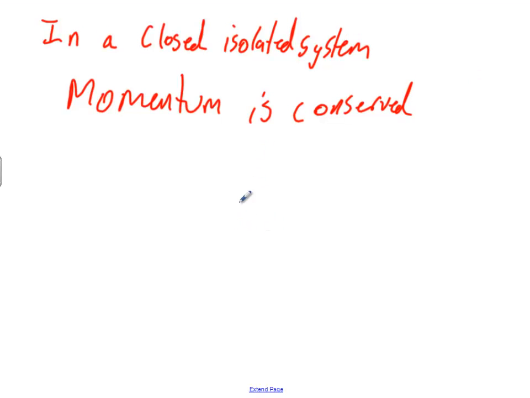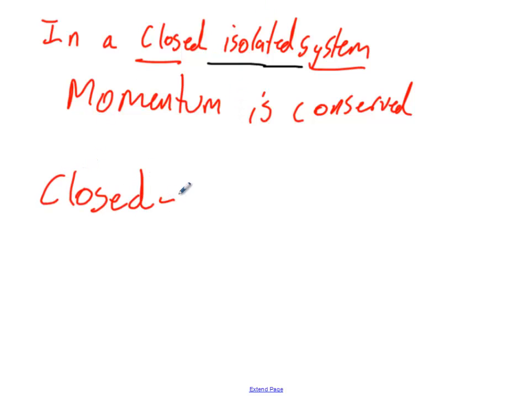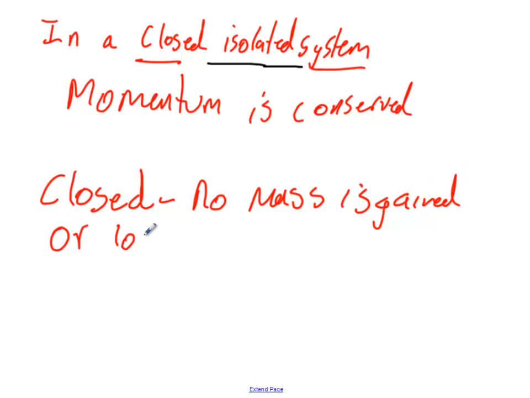What that really means is the momentum before a collision is equal to the momentum after a collision, but you have to be careful about this closed and isolated thing. Closed is exactly what it sounds like. If something is closed, nothing gets in, nothing gets out. So no mass is gained or lost. Usually this is not an issue.